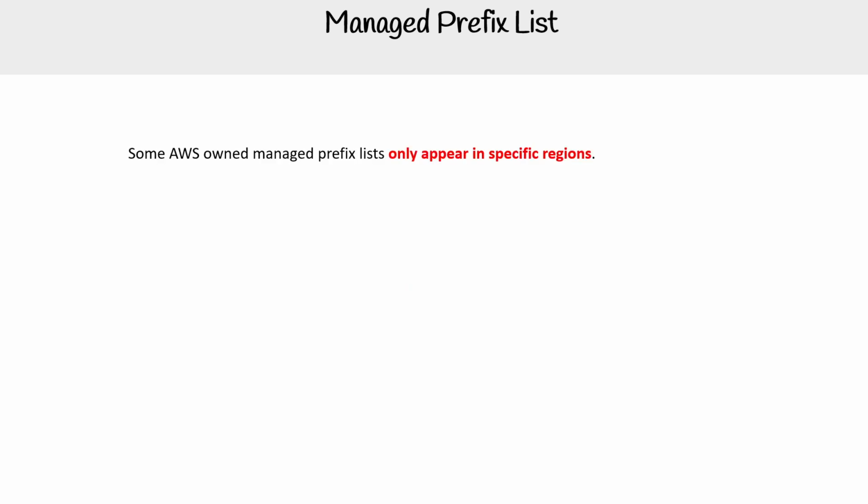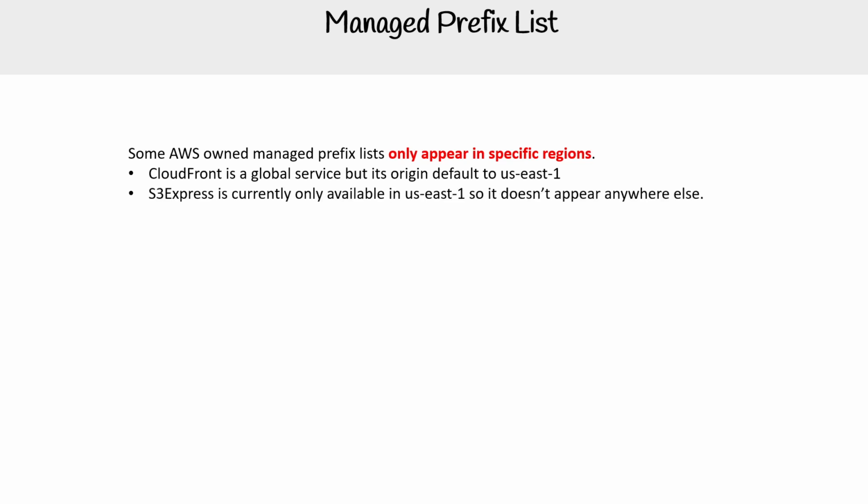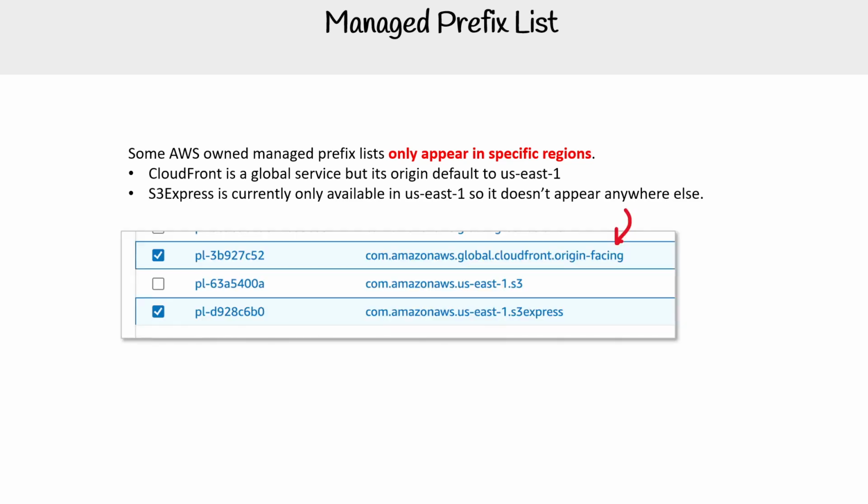So some AWS-owned managed prefix lists only appear in specific regions. CloudFront, for example, is a global service, but its origins default is in US East 1. So you'll only see CloudFront in US East 1, because when I was in CA Central 1, I wasn't seeing that service prefix list, and I knew it existed. Same thing with S3 Express. It's currently only available in US East 1, so it doesn't appear anywhere else. So those are the ones that you can only see in US East 1.